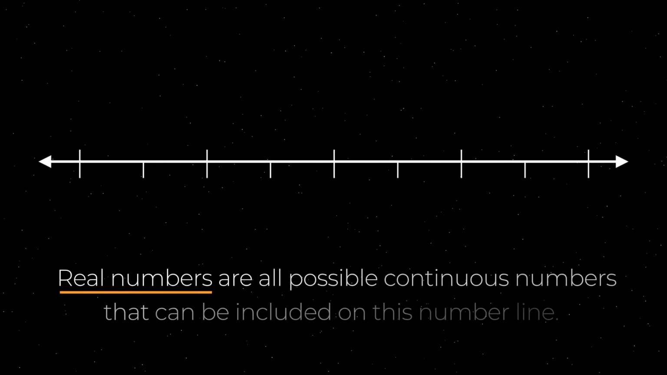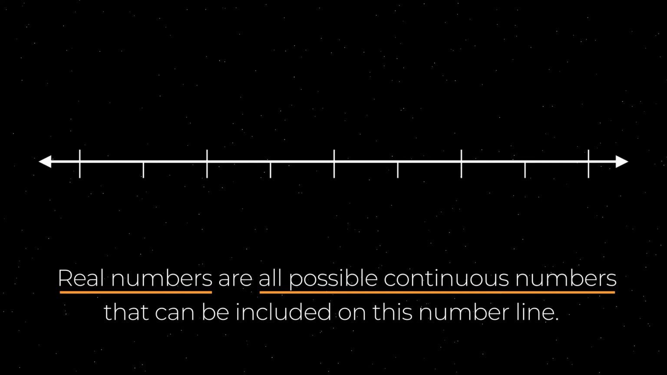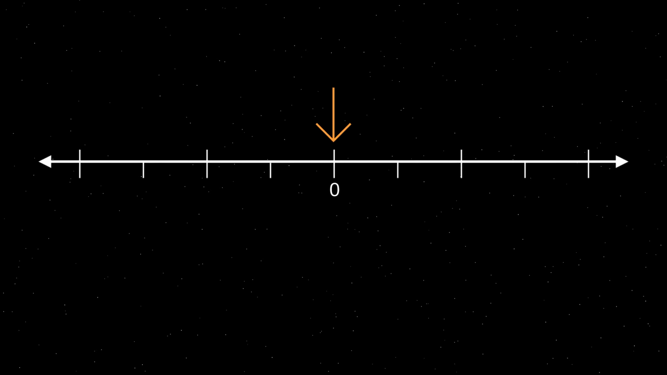Consider the number line on your screen. Real numbers are all possible continuous numbers that can be included on this number line. Let's include a few to illustrate. For example, the number 0 in the center, the positive numbers 1 and 2 on the right-hand side of 0, and the negative versions of the numbers 1 and 2 on the left-hand side of 0.